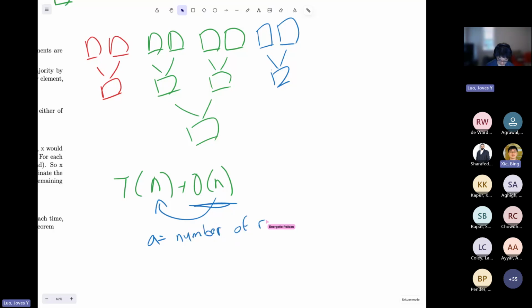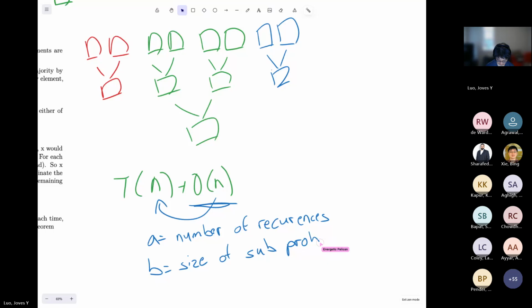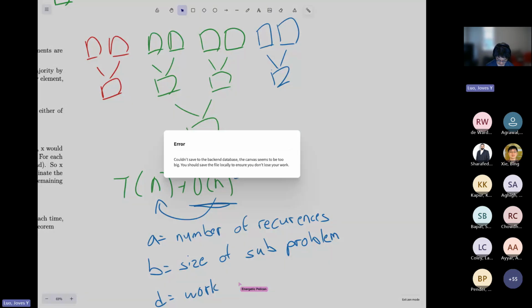Right. Okay, so we agree on that, right? Well, maybe we should start from the original one, the correct one. Okay, so B is equal to the size of my subproblem. Your D is equal to some exponent, where the O of n, this part right here, is the work on the subproblem.